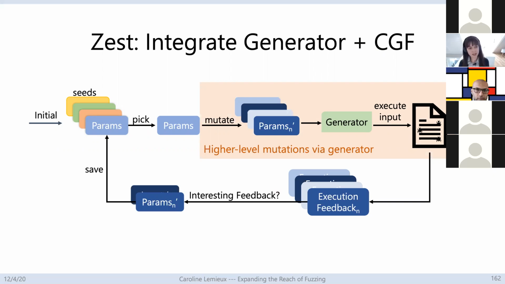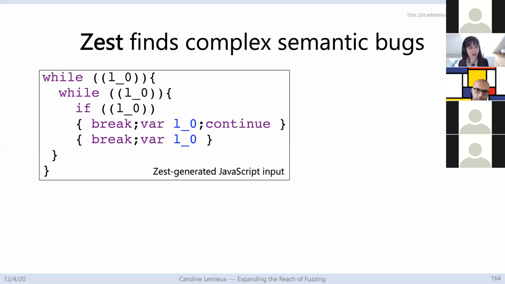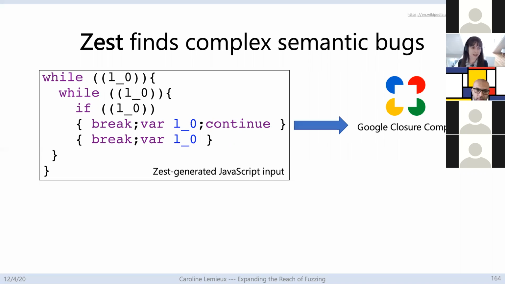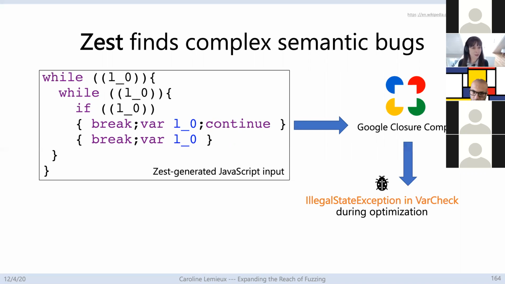And along with some other tweaks to the feedback, which I'm happy to chat more about later, we were also able to search through the space of semantically valid inputs to these programs. For example, on the slide, I have a JavaScript program which, unlike the one I showed earlier for Pervasive, is actually syntactically valid. There are some while loops, and then there's a var statement after some breaks in the while loops. When you pass this input to the Google Closure compiler, you do not get a syntax error, but you do get an exception during optimization, and that exception underlies a correctness bug in the optimization stages.